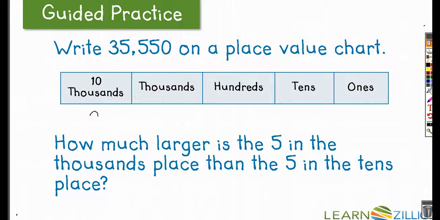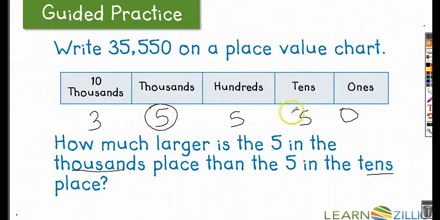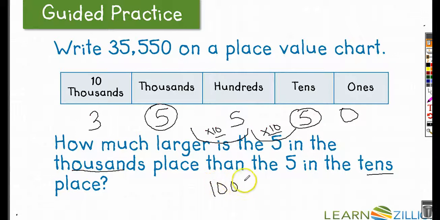So when we fill this in, you should have written 35,550, and it's wanting to know how much larger is the 5 in the thousands place than the 5 in the tens place. Here's my thousands. Here's my tens, so I jumped up one time, that would be times 10, another time, times 10, and we know 10 times 10 is how much? 100. So it is 100 times larger. Great job. You're doing wonderful on this.